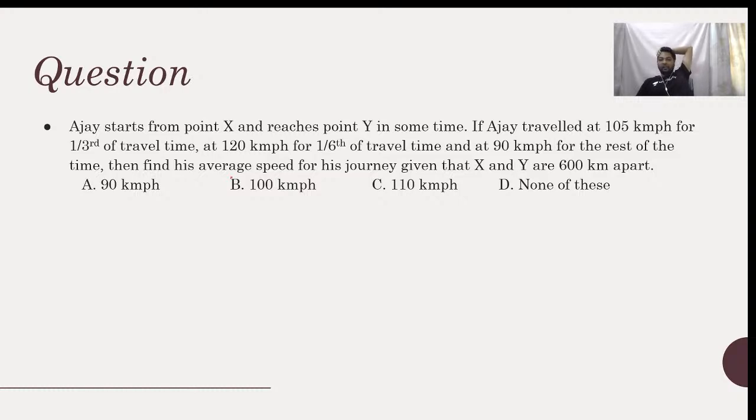If Ajay traveled at 105 kilometers per hour for 1/3 of travel time, at 120 kilometers per hour for 1/6 of travel time, and 90 kilometers per hour for the rest of the time, then find his average speed for his entire journey given that X and Y are 600 kilometers apart. We have to find the average speed, isn't it? Okay.